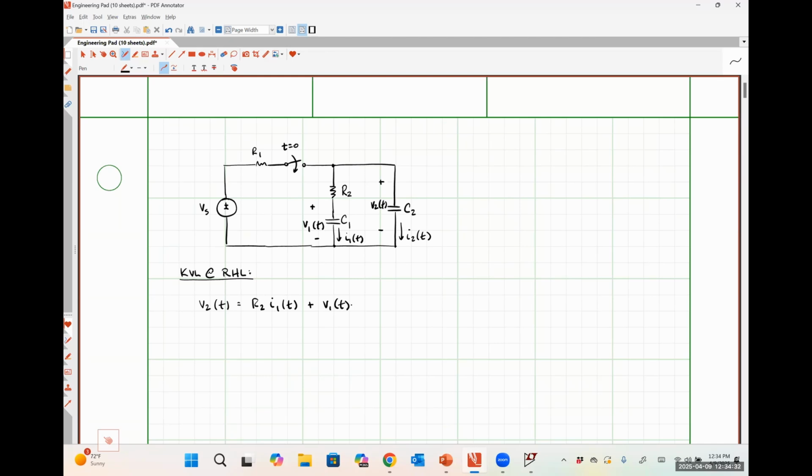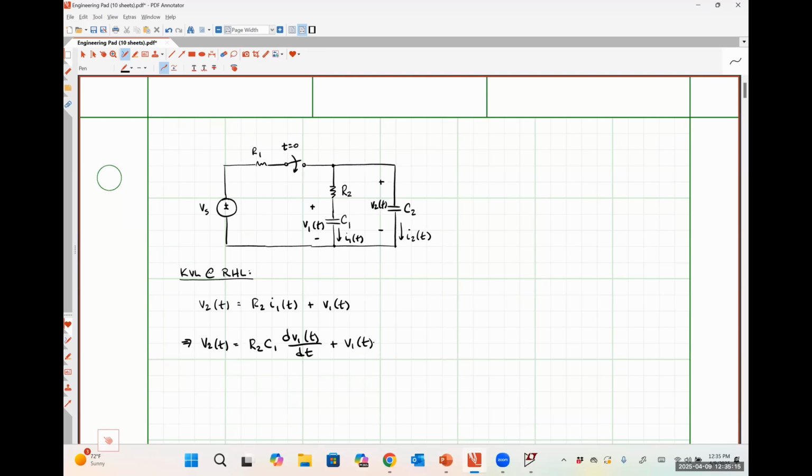And now, much like I did on Monday, I'm going to replace my capacitor current with an expression that has my capacitor voltage in it. So that's going to give me this relationship. V2 of t will be equal to R2 times C1 times the derivative of V1 with respect to time plus V1 of t. So before we move on from here, does anybody have any questions, comments, or concerns about where any of this came from? Fairly straightforward, okay?